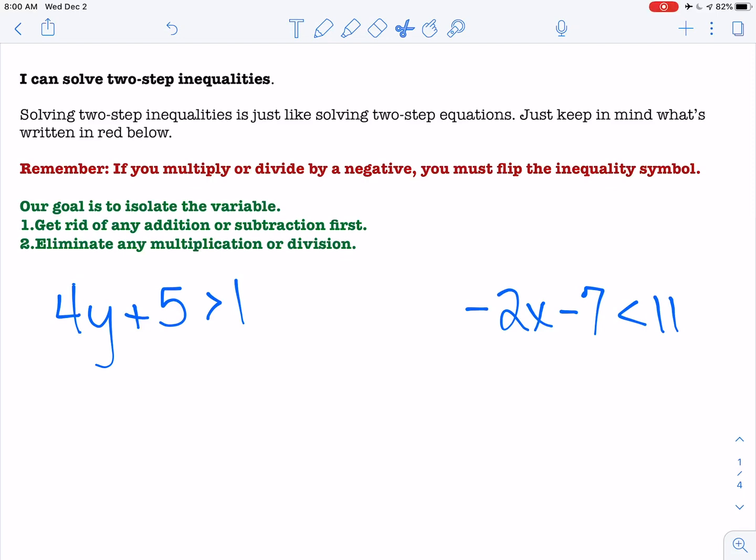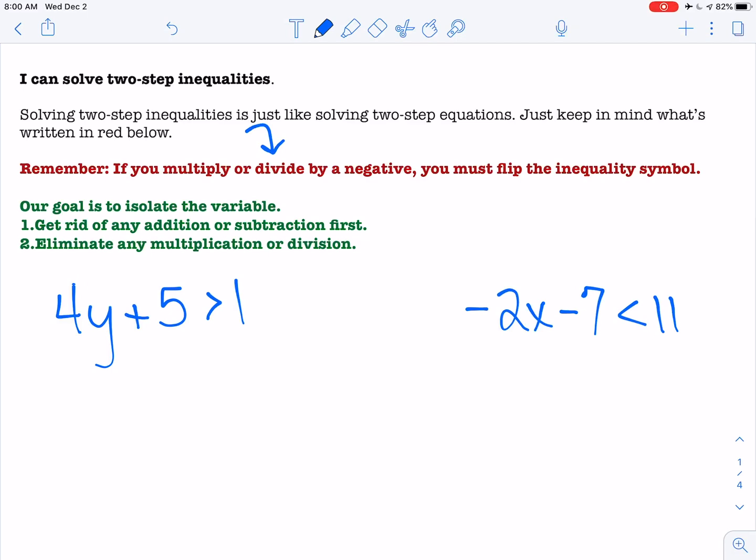Hello, today we're going to talk about solving two-step inequalities, and here's the great news. If you can solve a two-step equation, then you can solve a two-step inequality. The process is almost exactly the same. There's just one thing that we have to keep in mind, and you're going to see I have it written here in red. If you multiply or divide by a negative, we have to flip our inequality symbol as we're solving. So we're going to go through the process.